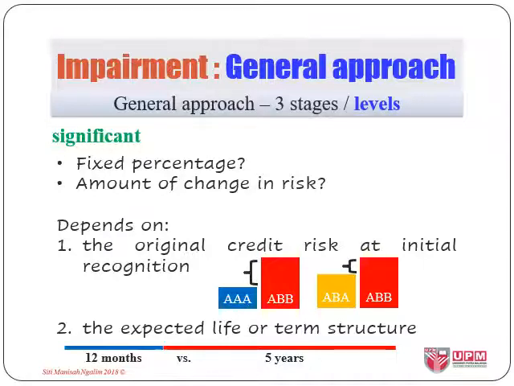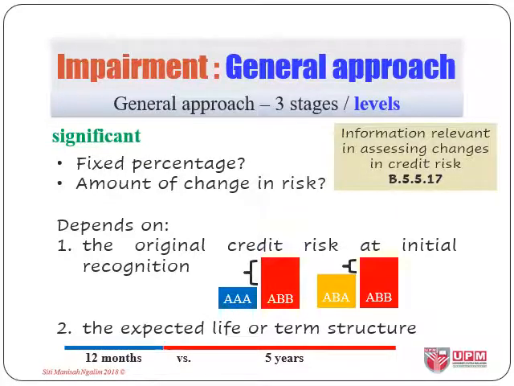Similarly, the standard also cautioned that given a shorter term left to maturity, it does not necessarily mean that the risk of default has decreased. Therefore, entities need to also consider other qualitative factors. You may want to refer to the appendix in the standard, in particular, Appendix B 5.5.17 for a non-exhaustive list of information that may be relevant in assessing changes in credit risk.